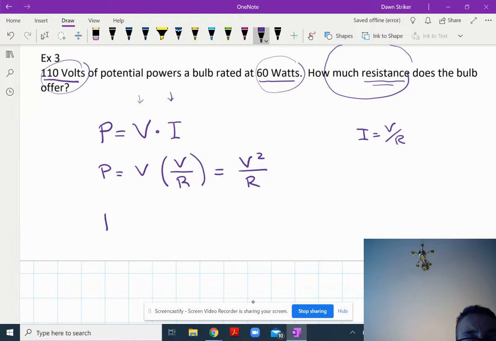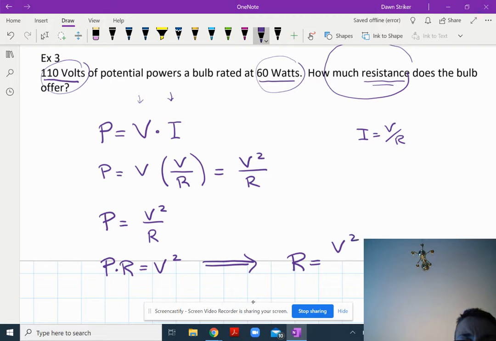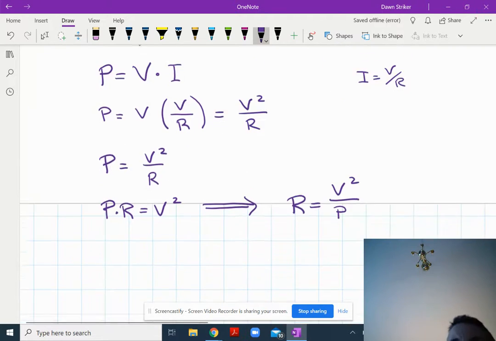So if I take this power formula, V squared divided by R, and I multiply by R, power times R is equal to V squared. And then I divide by power. So here we are doing a little bit of algebra. I get R is equal to V squared divided by the power. And that is exactly what I need to use.